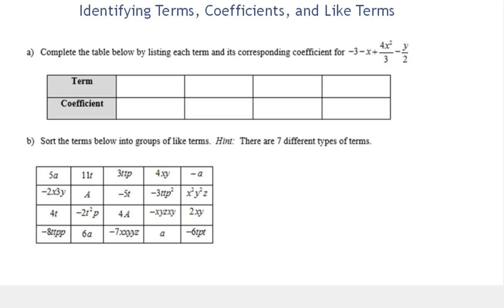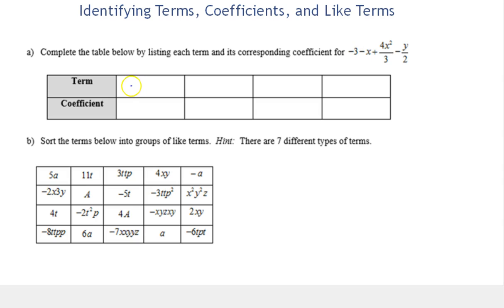So now let's practice identifying terms, coefficients, and like terms. Complete the table below by listing each term and its corresponding coefficient for negative 3 minus x plus 4x squared over 3 minus y over 2. Okay? So we're specifically looking at this one because, hey, we have some fractions in here. That's a little bit weird. Okay? But we're going to see that we just need to rewrite these in a new way.